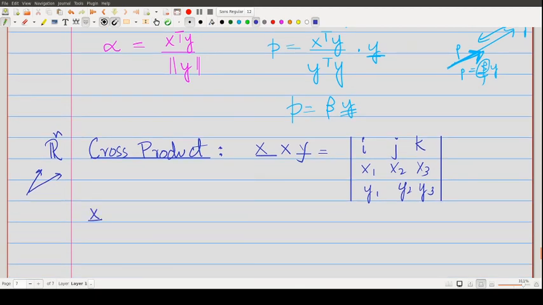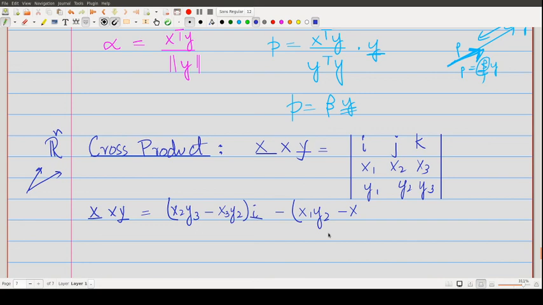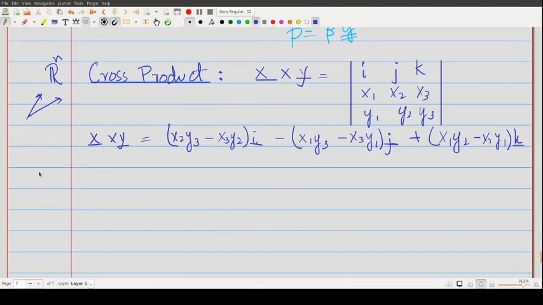And if you want to define it, it's simply x cross y equals (x2 y3 minus x3 y2) i, minus (x1 y3 minus x3 y1) j, oops, I made a mistake over here, I'm finding the determinant of this matrix, and finally plus, if you hide this, then this is (x1 y2 minus x2 y1) k.